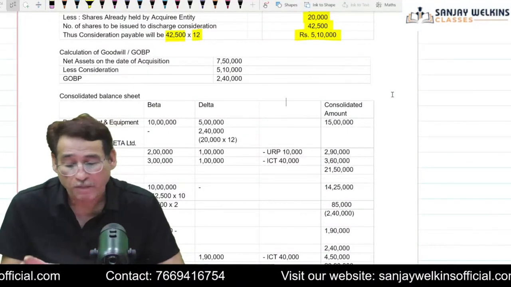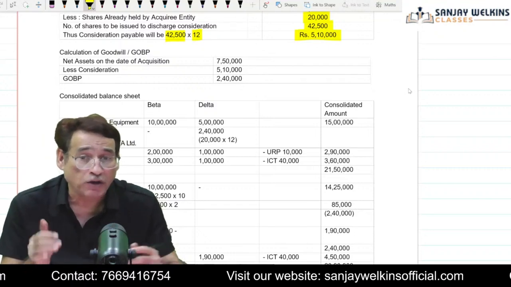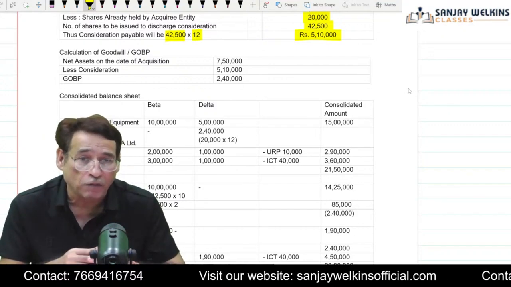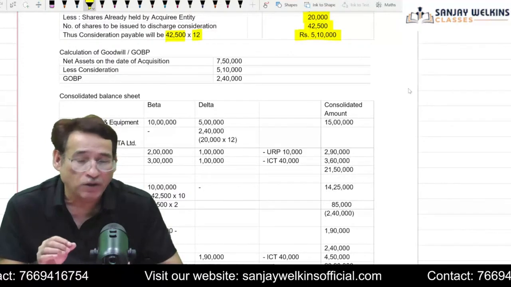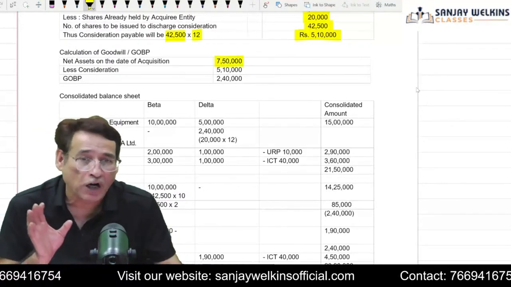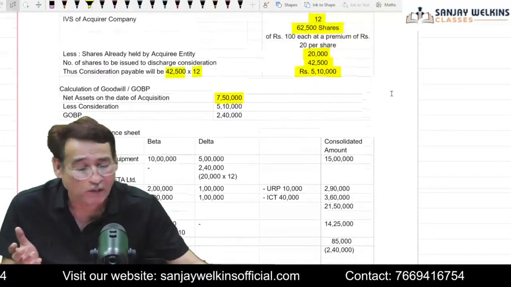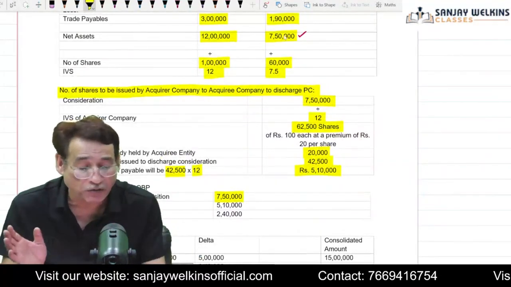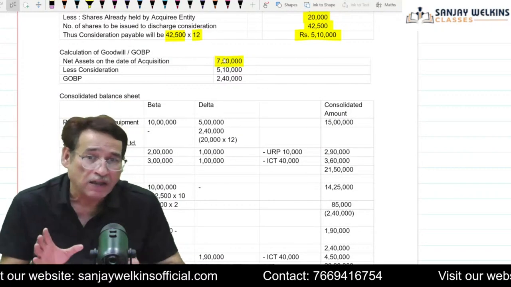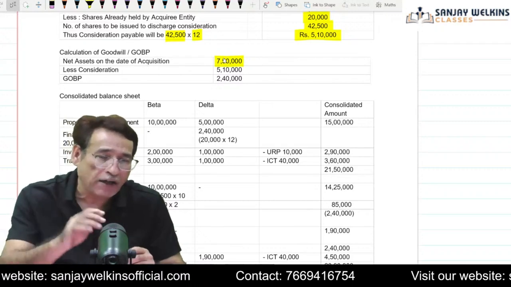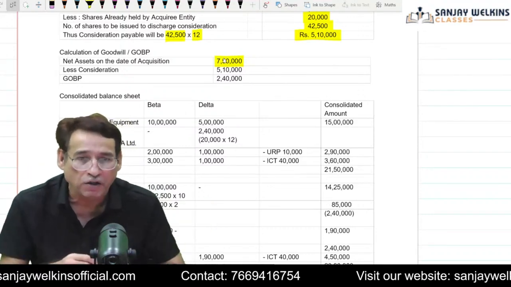Another important point is, in this question, you are being asked to determine the amount of purchase consideration. And because you are supposed to prepare the consolidated balance sheet as of the date of acquisition, what else do you need to do? You need to find out the amount of goodwill. In order to find out the amount of goodwill, what are we supposed to do? We take into account the total net assets of the acquiree entity. We have already seen that their net asset is equal to 7,50,000, assets minus liabilities. So, on the date of acquisition, net assets of the acquiree entity are 750. Generally, out of that net asset, we pluck out the share of the non-controlling interest holder. But in this question, there is no non-controlling interest holder.